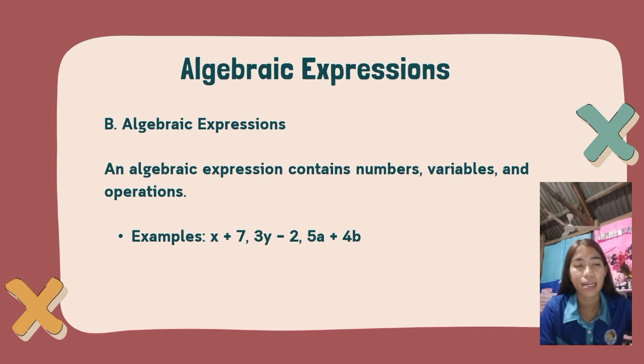But an algebraic expression contains numbers, letters or variables, and then the operations. Example here, as we can see, x plus 7. Now x is the variable, plus is the operation, and then 7 is our number. Another example, 3y minus 2. So 3 is our number, y is the variable, minus or subtraction is our operation, and then 2 is our number again. And then 5a plus 4b.